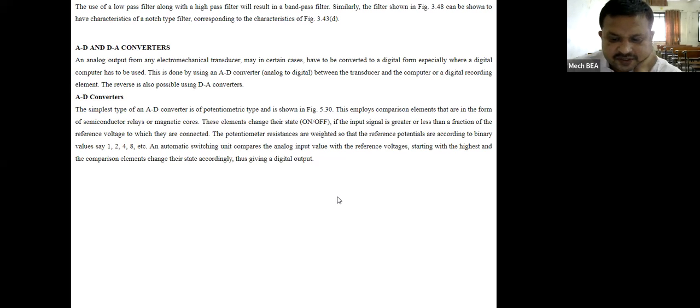Now next point is analog to digital converters and digital to analog converters.